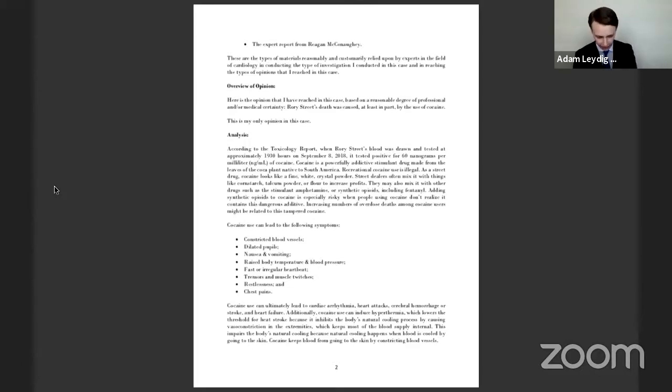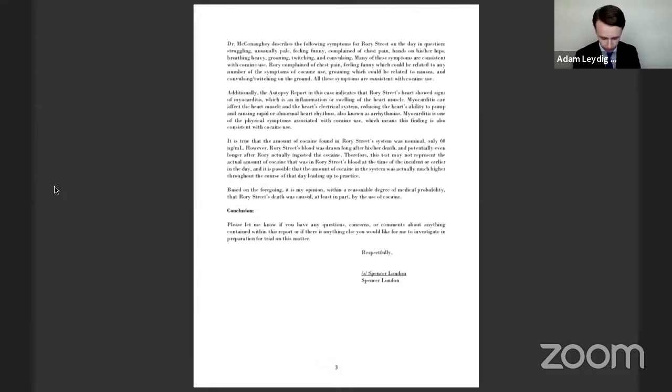Inviting the court's attention to page 3 and paragraph 1. Dr. McConaughey describes the following symptoms for Rory Street on the day in question: struggling, unusually pale, feeling funny, complained of chest pains, hands on her hips, breathing heavily, groaning, twitching, and convulsing. Many of these symptoms are consistent with cocaine use. Rory complained of chest pain, feeling funny, which could be related to any number of the symptoms of cocaine use. Groaning, which could be related to nausea, and convulsing, twitching on the ground. All these symptoms are consistent with cocaine use.